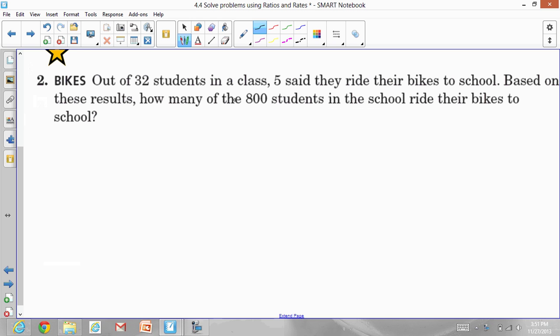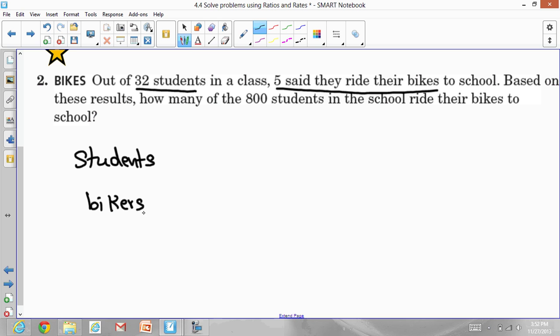Out of 32 students in a class, 5 said they ride their bikes to school. So we are comparing the number of students to how many said they ride their bikes to school. So I'm going to write students as one information and bikers as the other information. So 32 students in the class, 5 of them are bikers. Based on these results, how many of the 800 students in the school, so 800, I am putting it in the students section, ride their bikes to school.